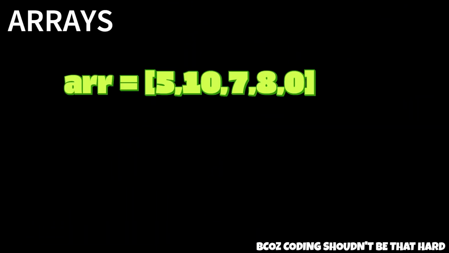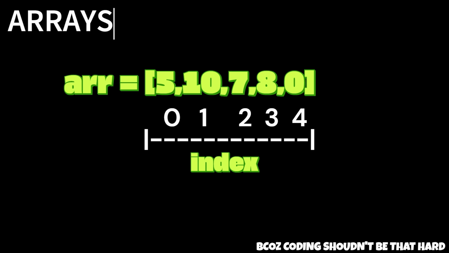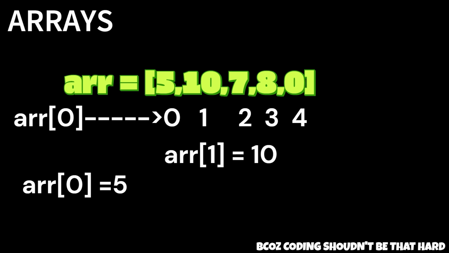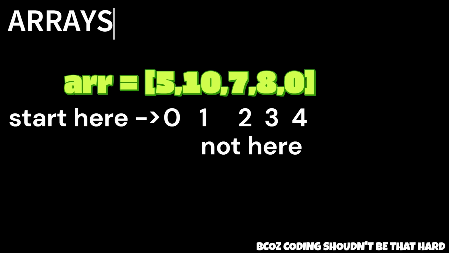An array is just a list of items which are always stored in order. Not in order of size or value, but in order of indices. What is an index? This right here is an index. Each item has a position that we call an index. Array of 0 in our case is 5. Array position 1 is 10, and we always start with 0, not with 1.